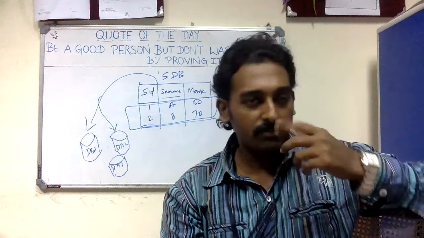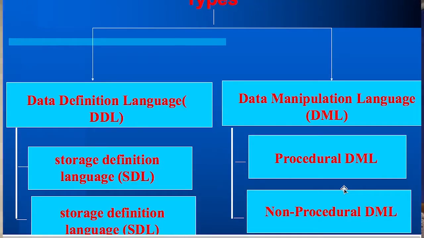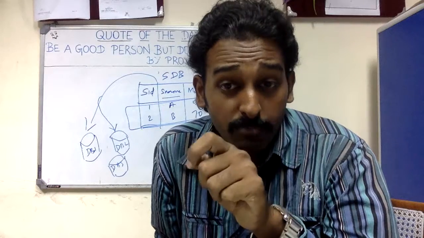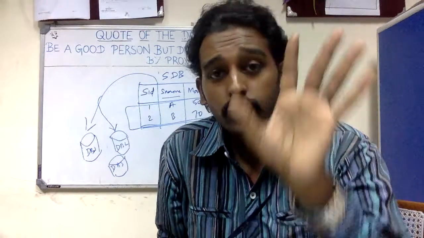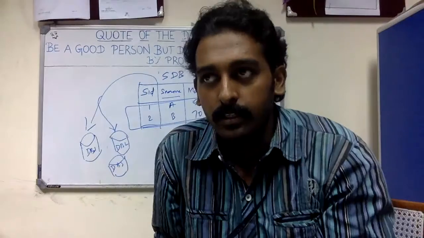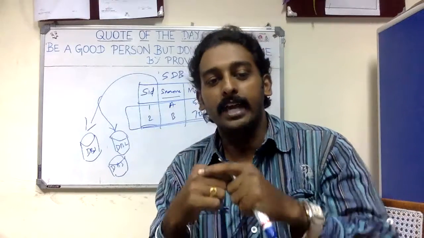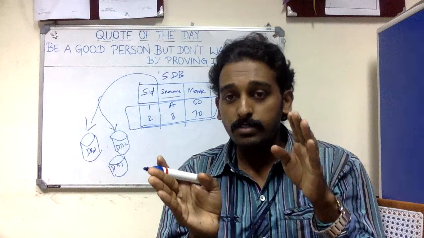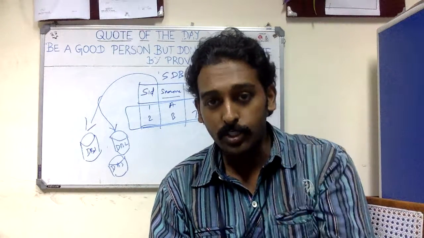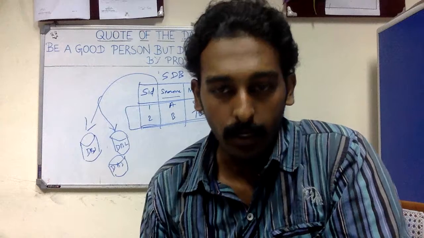The two subdivisions in DML are procedural language and non-procedural language. In procedural language, the user specifies what data is required and how to get that data. This is defined very clearly. That is what we call procedural language. In non-procedural language, the user specifies what data is required without specifying how the data can be achieved. That is the main difference between procedural and non-procedural. In both cases, the user specifies what data is required. In procedural, how it can be achieved will be mentioned; in non-procedural, it will not.